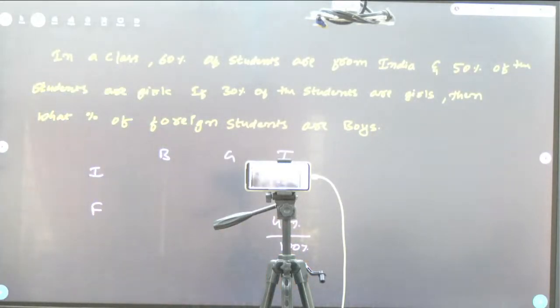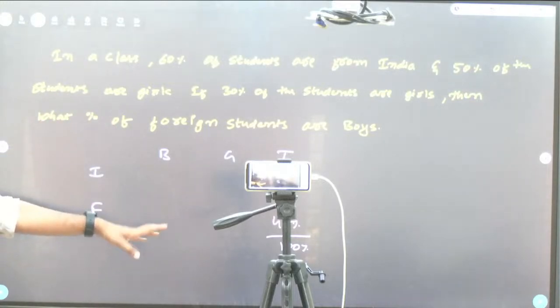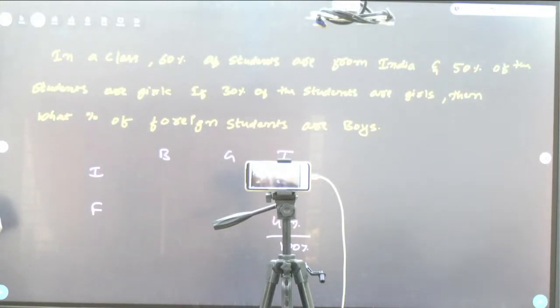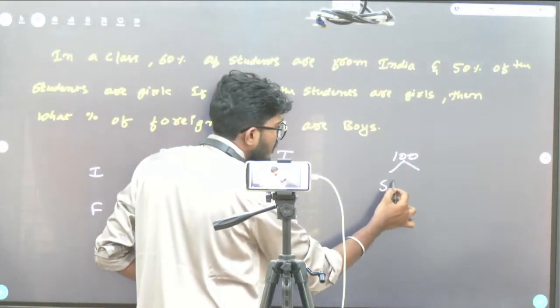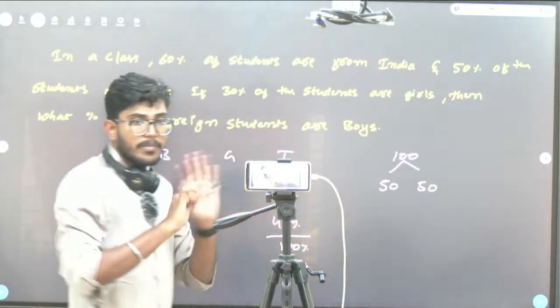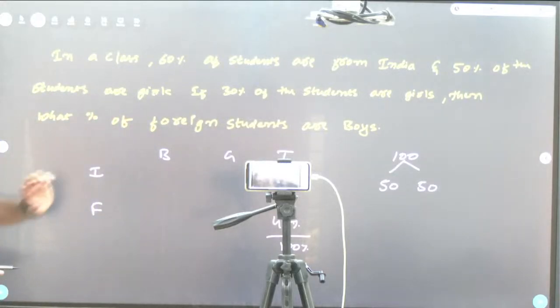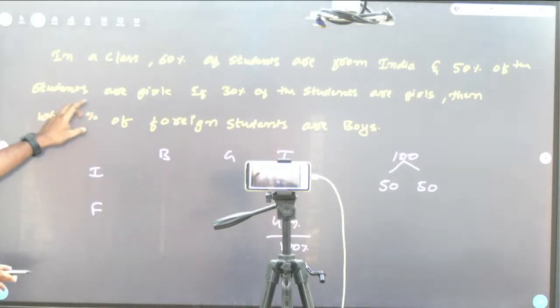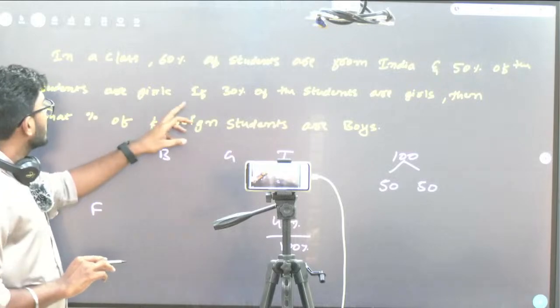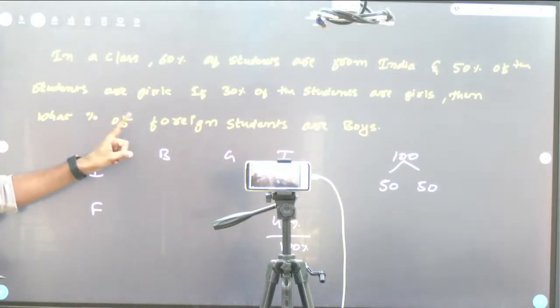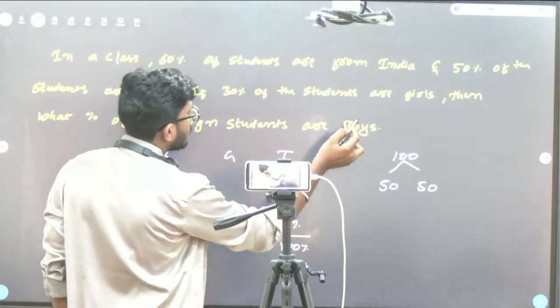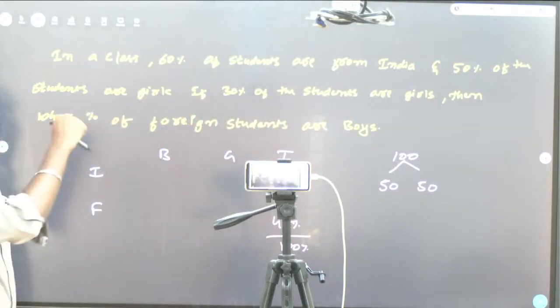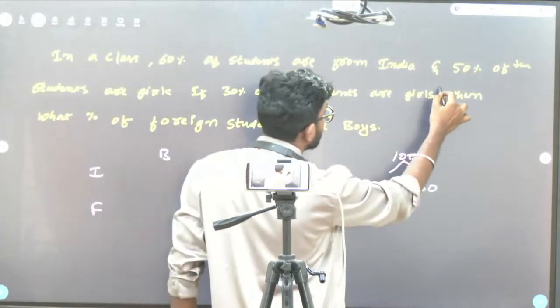Correct. Now the next point, the 50% of the students are girls, means total 100% ಇದೆ, in that 50% are girls. Means if you have 100 students in a class, in that 50 boys and 50 girls. Total mix, right? Foreign and India. Next, 30% of the students are girls from India ಇದೆ ತಾನೆ ಅಲ್ಲಿ, from India, girls.